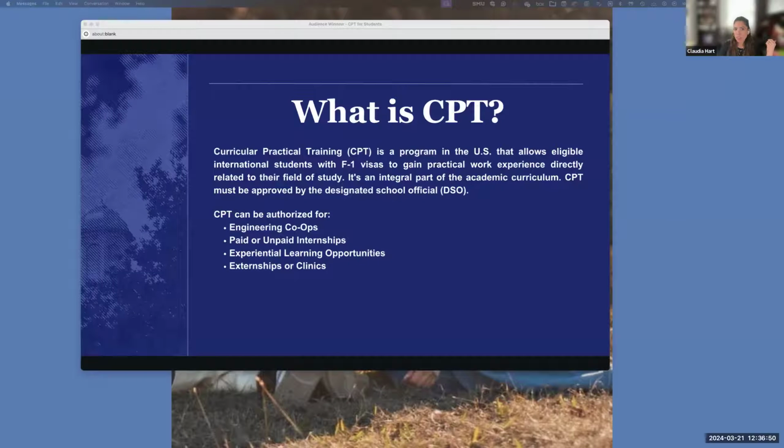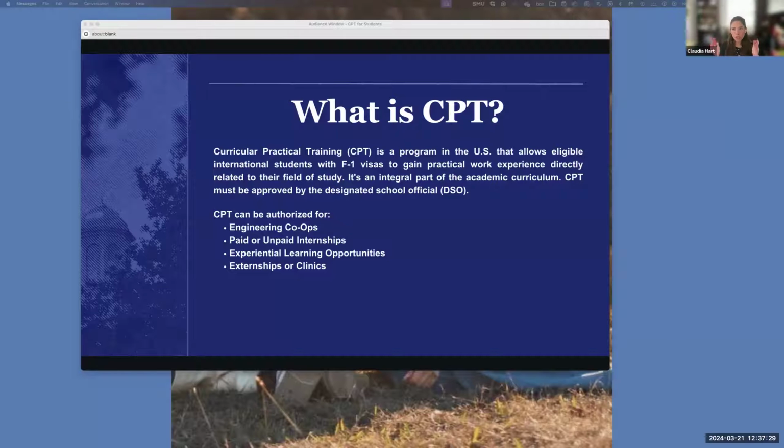What is CPT? CPT stands for Curricular Practical Training. As an international student, you require specific work authorization to work off campus. If you are an undergraduate student, that usually means you have to have been in the US with an F1 student visa for at least one academic year before you are eligible for any type of off-campus work authorization.